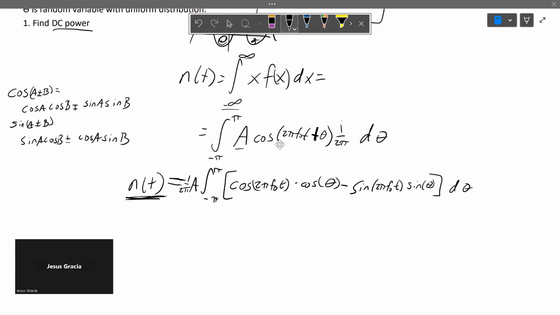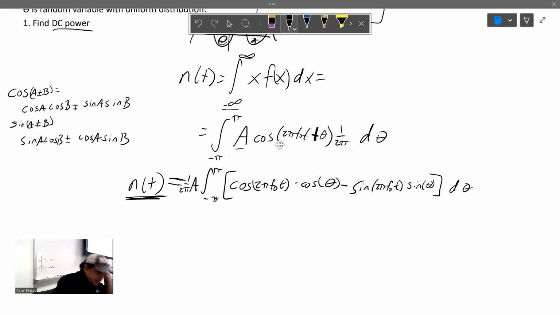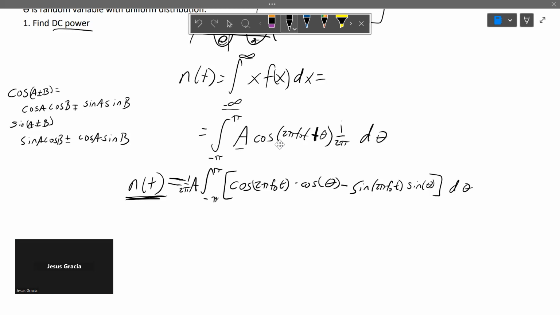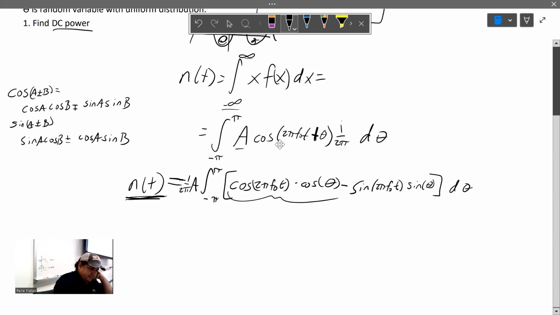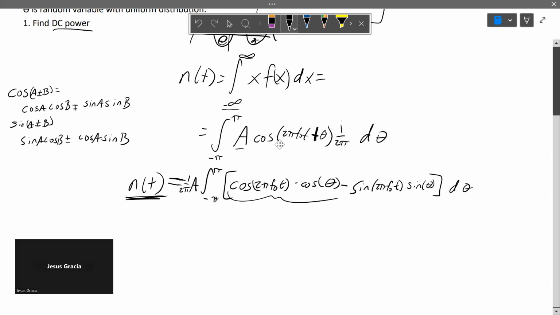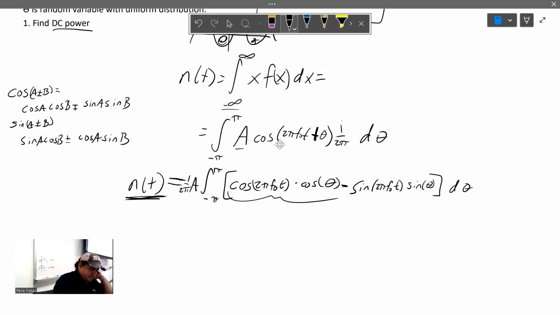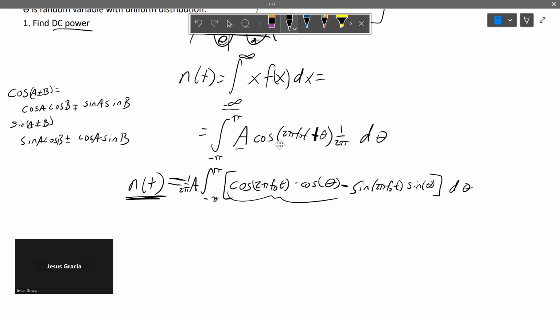I don't even think we integrated by parts. How do you even integrate this? Well, technically it's because it's cosine. All that inside is one term. The full thing is one term, and there's a subtraction symbol in the middle. So technically, it could be the integration from negative pi to pi of cosine 2 pi f0 t minus cosine theta minus the integration.